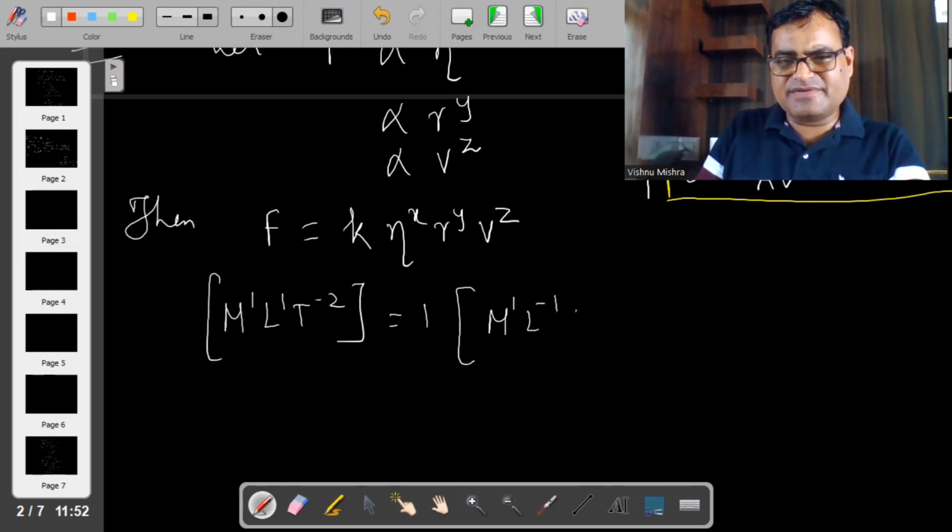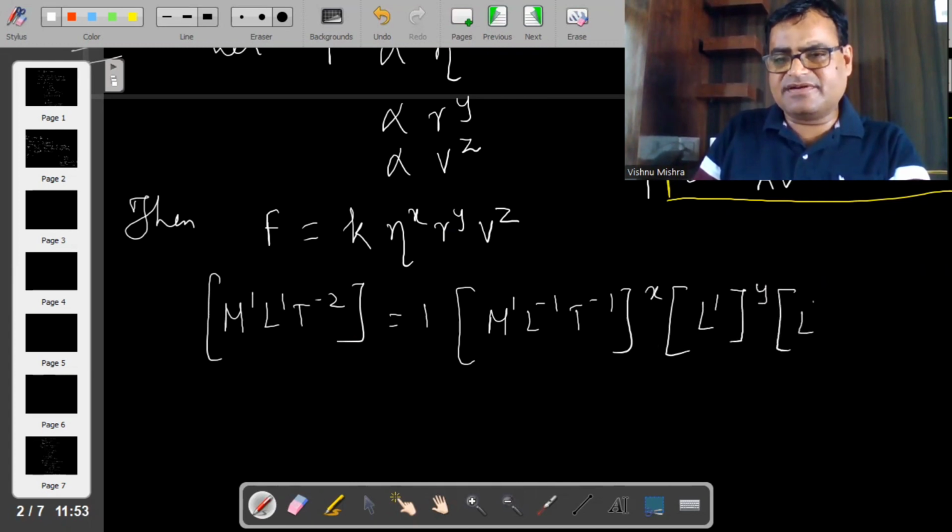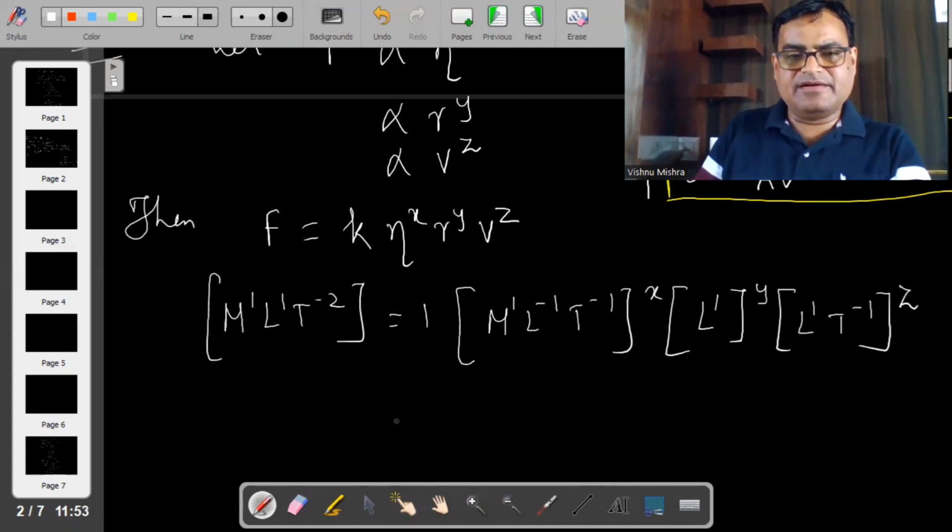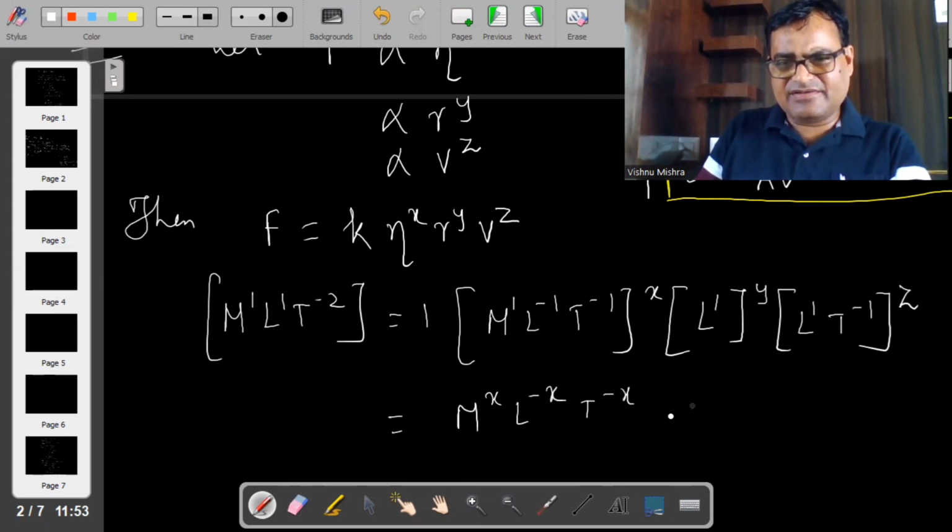M^1 L^-1 T^-1, all to the power x. Radius is measured in meter, that is L^1, to the power y. And velocity is L^1 T^-1, to the power z. So this is M^x L^-x T^-x, this is L^y, and this is L^z T^-z.